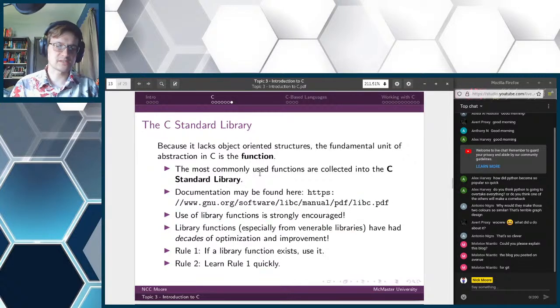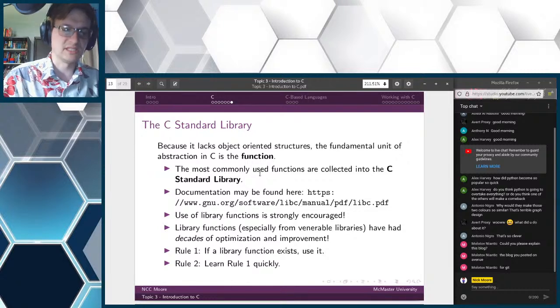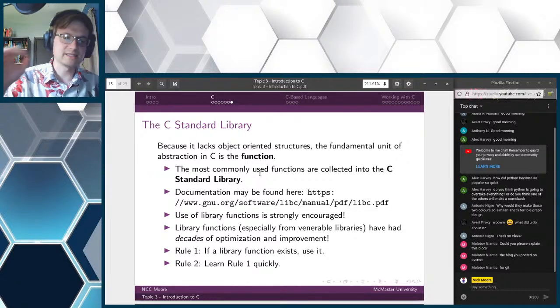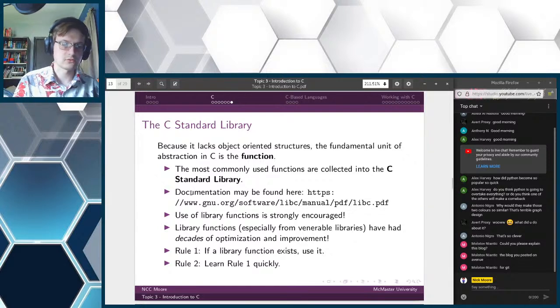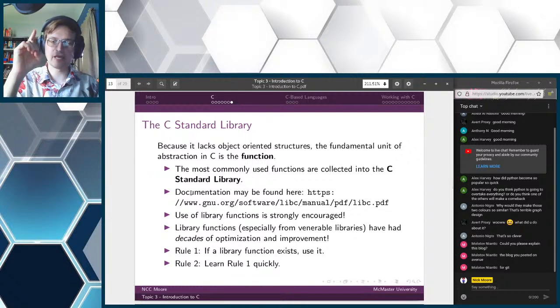Library functions, especially from more venerable libraries, have had decades of optimization and improvement. Some of these libraries go all the way back to the original implementations of Unix that Ritchie developed at Bell Labs. Rule number one, if a library exists, use it. Rule number two, learn rule number one quickly.